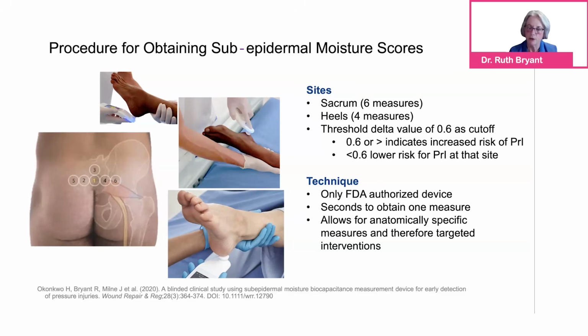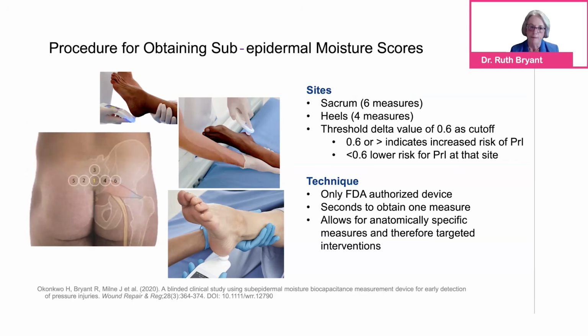And through their research, they've been able to determine that the threshold cutoff score is 0.6. So a score of 0.6 or greater indicates there's an increased risk of a pressure injury at that site, and a score lower than 0.6 means they are at a lower risk for pressure injury at that site.